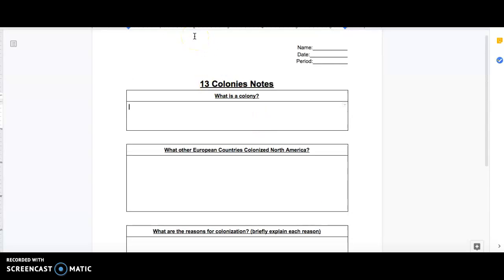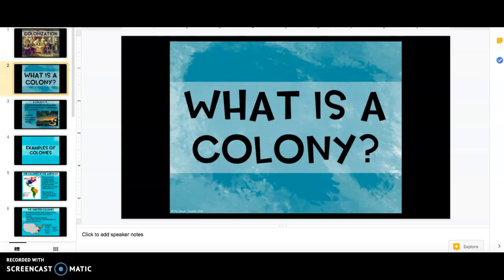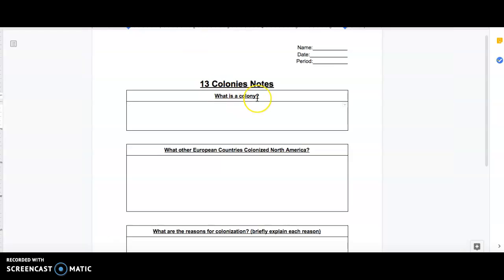Let's take a look at our notes. When you open up the link for the slideshow, it's going to take you to this slideshow here. This is the first slide. And then you go to the second slide, what is a colony? So right away, it's going to answer the first question for us. What is a colony?